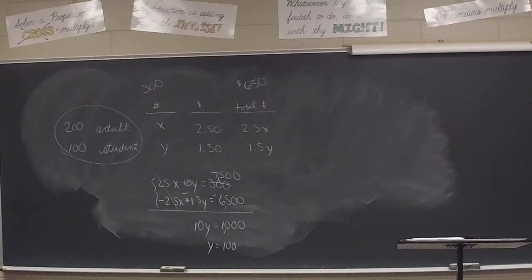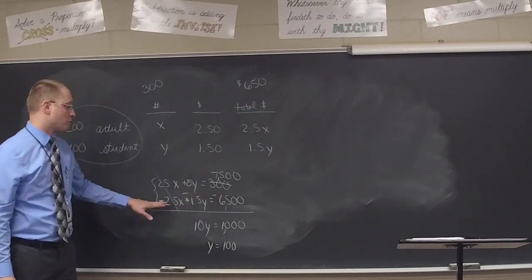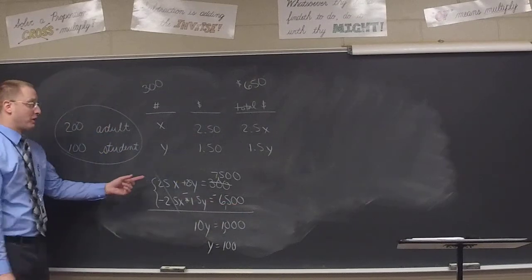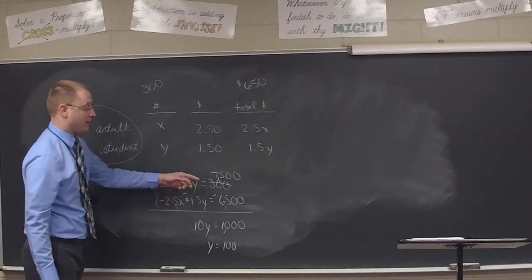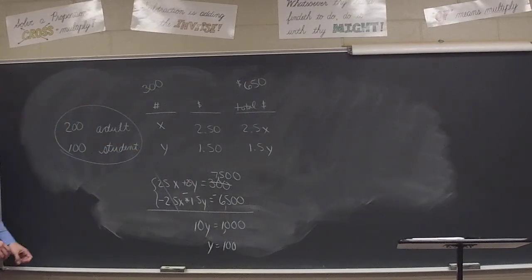Good to go? Not good to go. All right, I went ahead and moved the decimal out in each case, giving me 25, 15, 6,500. Multiplied by 25 across the top, 25x plus 25y equals 7,500. And that allowed me to get 10y equals 1,000, y is 100. Did you figure out what you did, or did you use substitution perhaps?